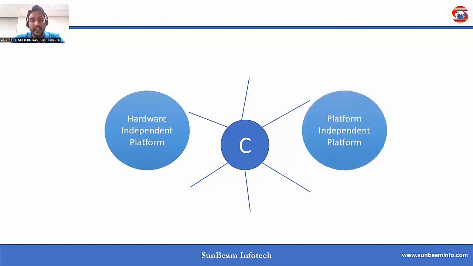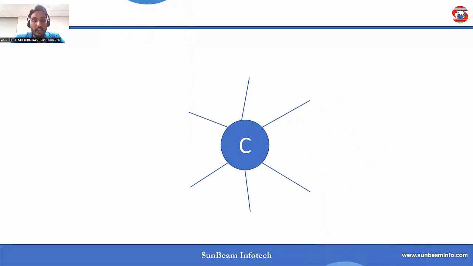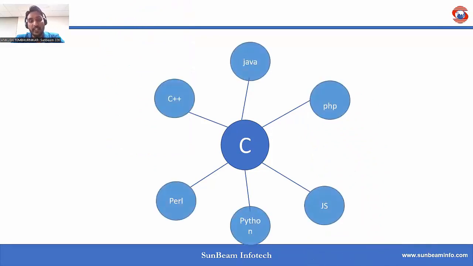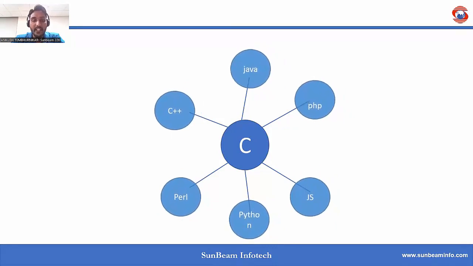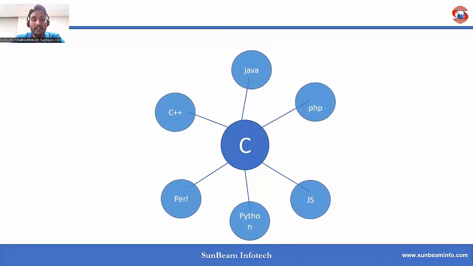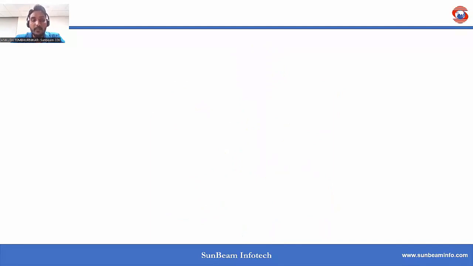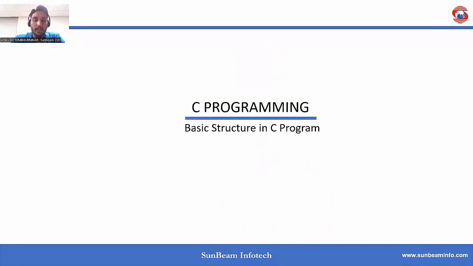so it can be called a hardware independent language or platform independent language. There are many modern languages which are derived from C. Some examples are C++, Java, PHP, JavaScript, Python, Perl, etc. All these are C family languages, and for all these languages, C is the foundation. Till now, we understood that if we master C, it will be very easy to learn these modern programming languages gracefully. Now let us move towards the basic structure of a C program.